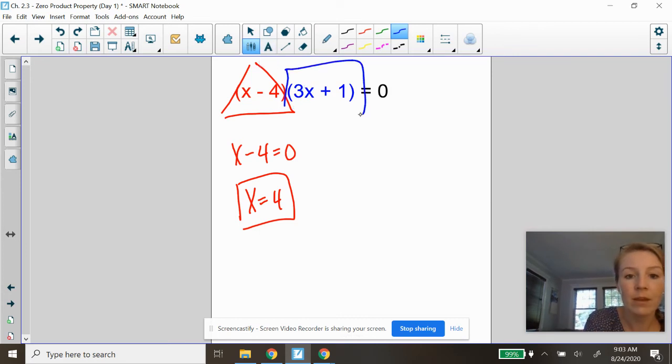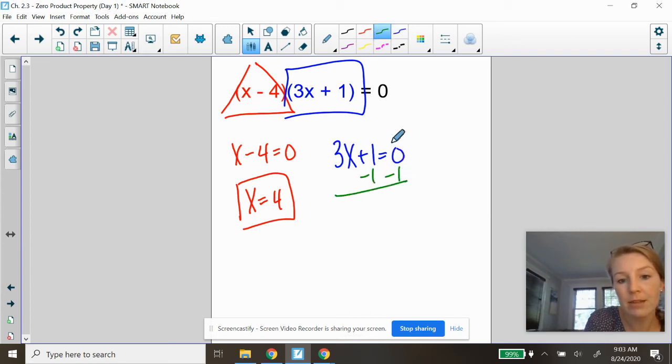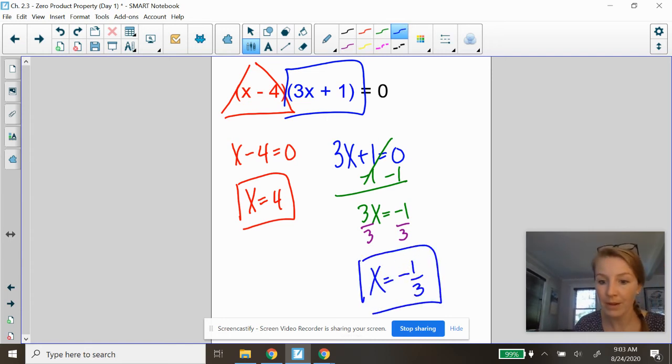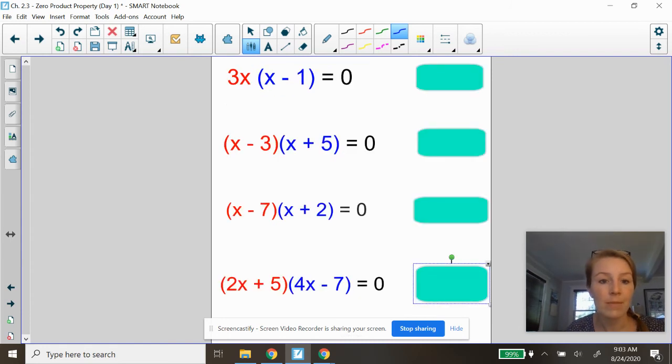All right, so let's set our equation up. 3x plus 1 equals 0. I'm going to subtract 1 from both sides. So I'm at 3x equals -1. Now there's another step. Now I have to divide by 3 on both sides. So my final answer is x equals -1/3. Okay, hopefully these feel good to you at this point.